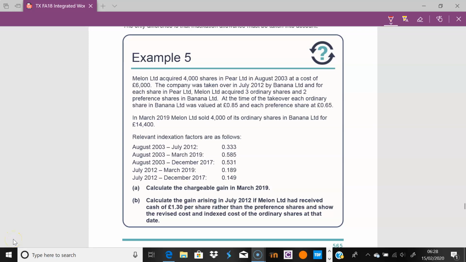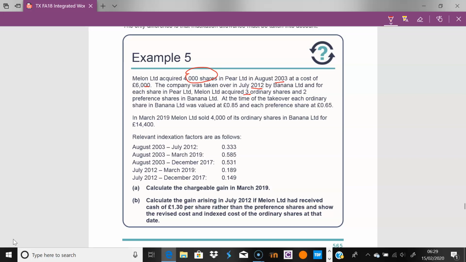Right. So let's look at this business of reorganizations. A takeover is very similar to dealing with individuals. We're just trying to make sure we get the partitioning of the costs right into the different new instruments that we now have. But what we have here is that Mellon has acquired 4,000 shares in August 2003 at this cost, and then they get taken over, where this gets split. Now, of course, with the individual, because we didn't have indexation, we just split it.